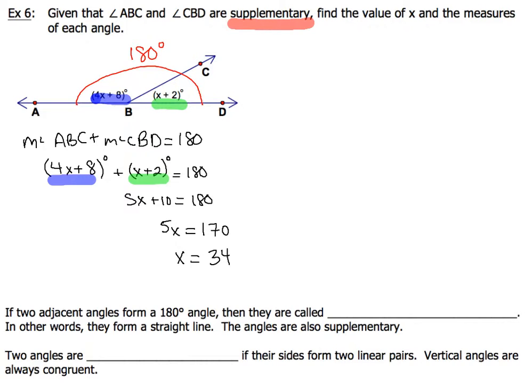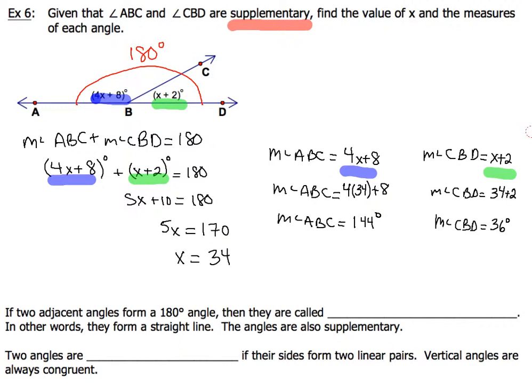So, we're going to set up two equations, one for each angle. We're going to substitute the value that we get for x into each one of those, and then we're going to determine the value of each angle. If you think you know how to do that and write it correctly, go ahead and hit pause and come back to see if you did. Here's what that would look like. We'll take each equation and we'll set it up to the appropriate expression. We'll substitute the value of 34 in for x. We'll do our arithmetic to determine that the measure of angle ABC has a value of 144 degrees and the measure of angle CBD is 36 degrees.